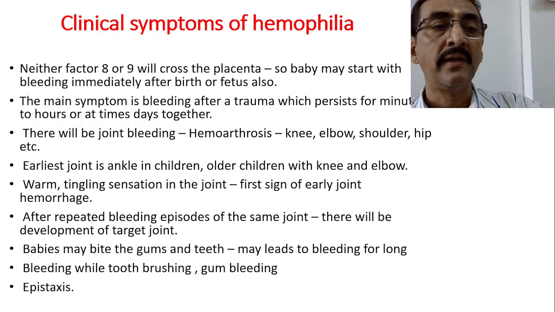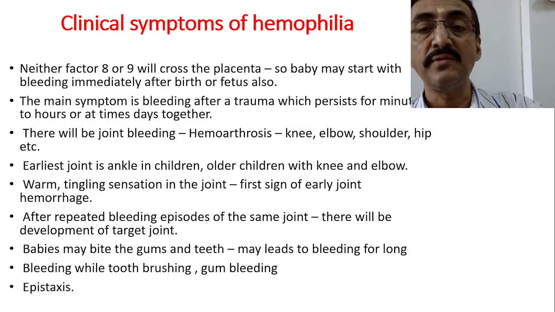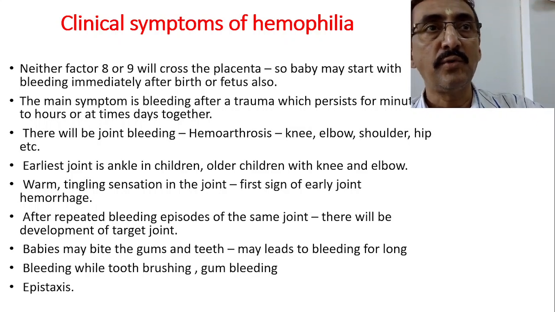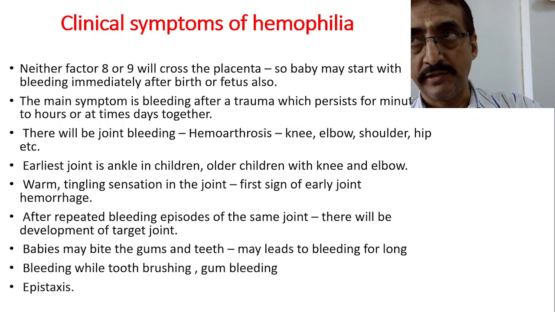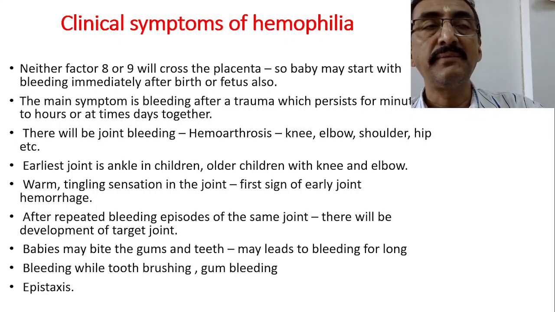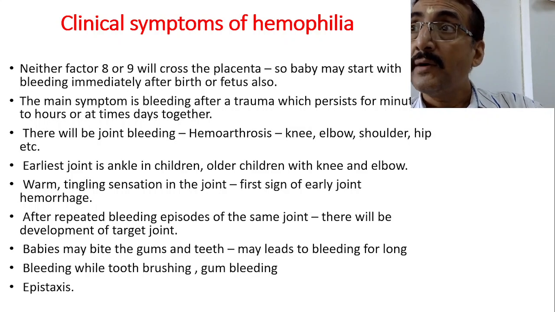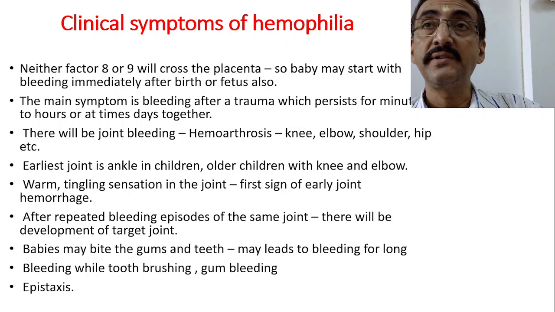Later there will be formation of hemoarthrosis, or hemorrhage. So after repeated bleeding episodes of the same joint, there will be development of a target joint. When the same bleeding takes place in the same joint a number of times, that joint is always more prone to develop hemoarthrosis or get affected by hemophilia. We will call that joint a target joint. Babies may bite the gums and teeth. It may also lead to bleeding for a longer time if the child is suffering from hemophilia. Bleeding while tooth brushing is also possible. Gum bleeding will be seen while the child is tooth brushing. One more important thing is epistaxis is also quite common.